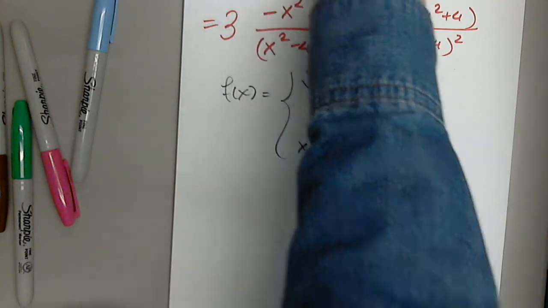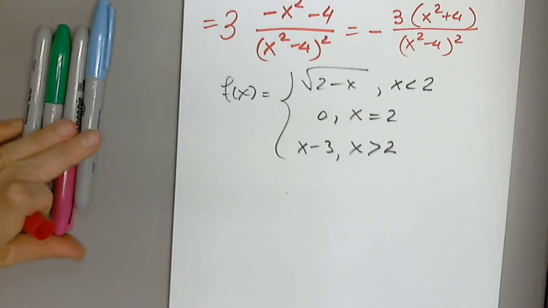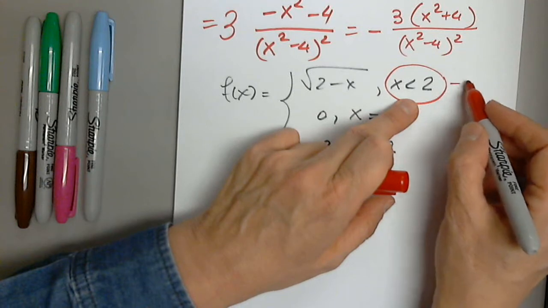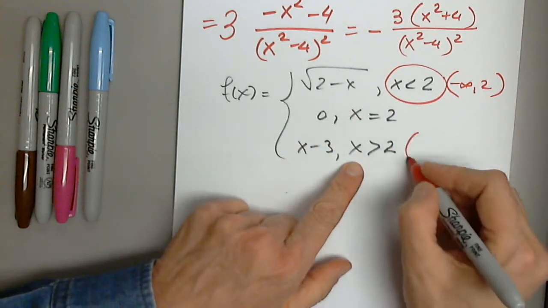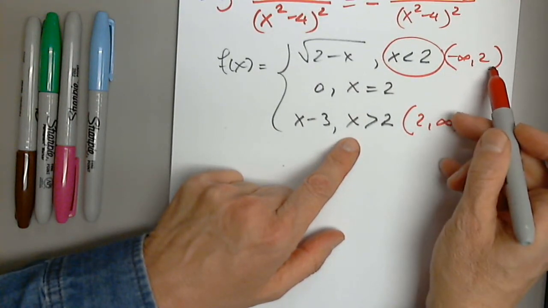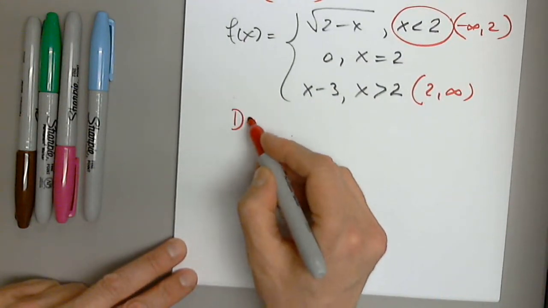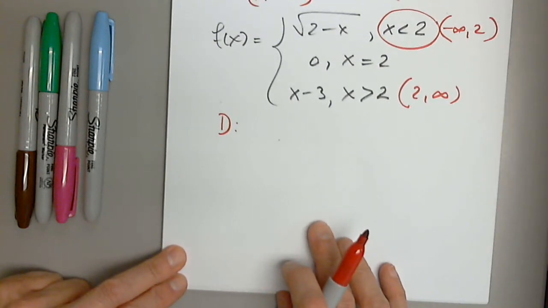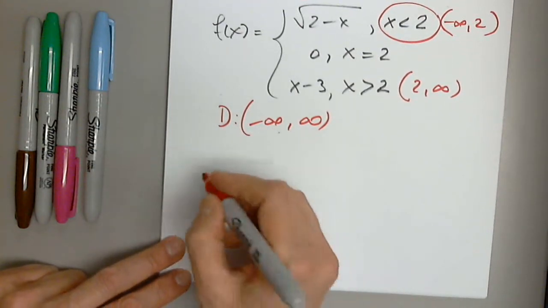So every time I'm asked to graph a function, the first thing I need to do is find the domain, please. So this is basically negative infinity to 2. Would you agree? This is basically 2 to infinity. So the function is defined between negative infinity and 2, is defined at 2, and is defined between 2 and infinity. Can anyone give us the domain of this function? Negative infinity to infinity. Very good. Next.